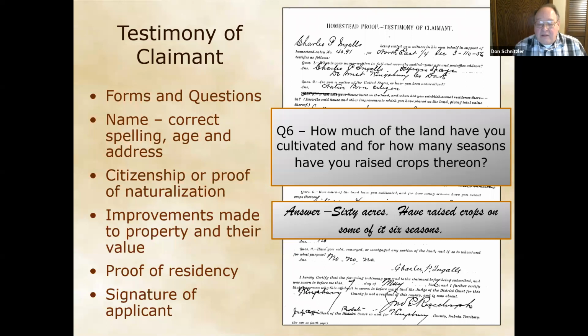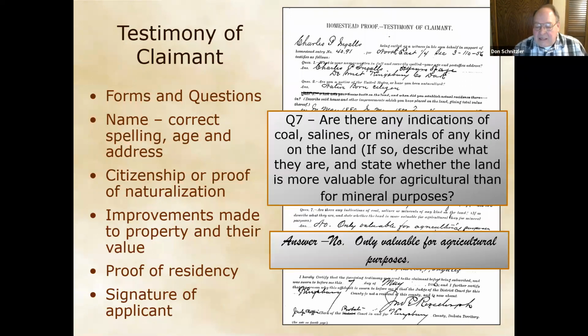Then they ask about cultivating the land, again part of proving the land was improving and actually raising crops on it. Here Mr. Ingalls said he has 60 acres and raised crops. Now, there was no specific requirement about how much land had to be cultivated, so you may see things where they talk about 3, 4, 5 acres, and others where they talk about 60, 70, 80 acres. And then they ask about minerals.